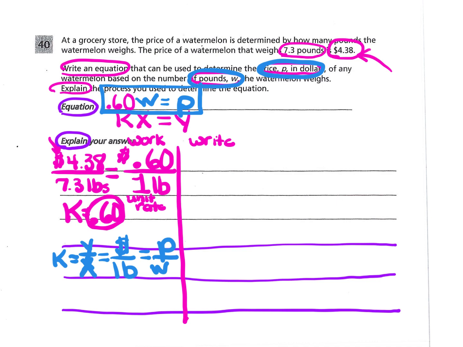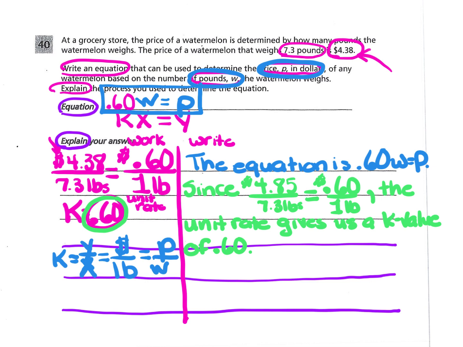Now let's begin to write. Start by using the answer in your opening sentence. The equation is 0.60 times W equals P. First, let's talk about how we arrived at a K rate of 0.60.